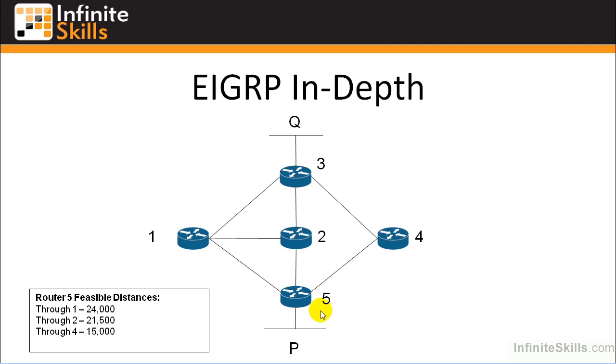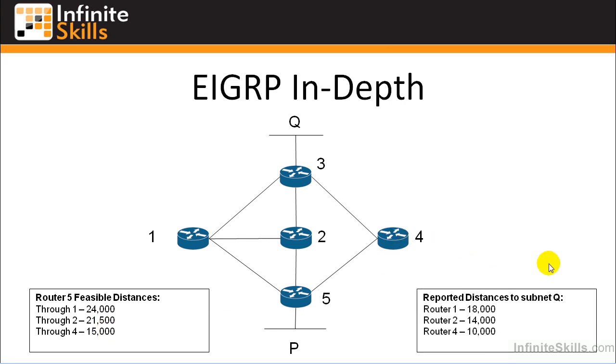So through router 1, the feasible distance is 24,000, and these route numbers generally don't come out to be this nice round number. When we actually put this in the lab, you'll see that these metrics, while they are huge like this, they don't ever come out to be round numbers unless it's just a fluke. So router 5's feasible distance through router 1 is 24,000. Through router 2 is 21,500, and through router 4 is 15,000. We also have the reported distances to subnet Q. Router 1 reports that its distance is 18,000. Router 2 reports 14,000. Router 4 reports 10,000.